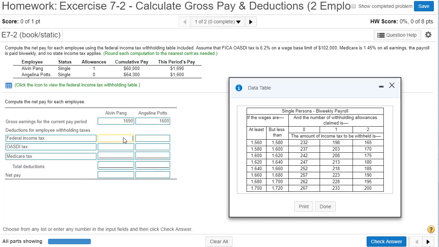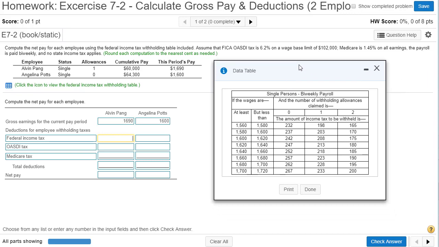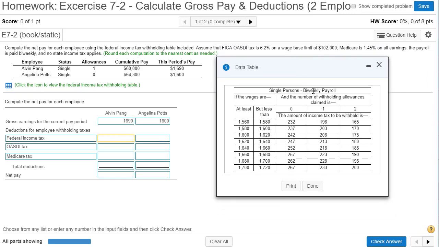So how do we calculate federal income tax for Alvin Pang? We're going to use this FIT table, the biweekly table for single people, and it turns out that Alvin is single, and he's got 1 allowance. So we're going to look up his $1,690. $1,690 will be on this row here. And he's got 1 allowance, so that gives us $228. So I'm going to copy and paste that.